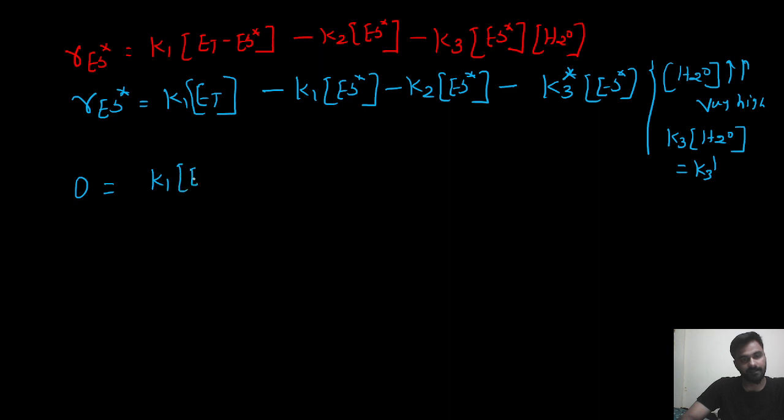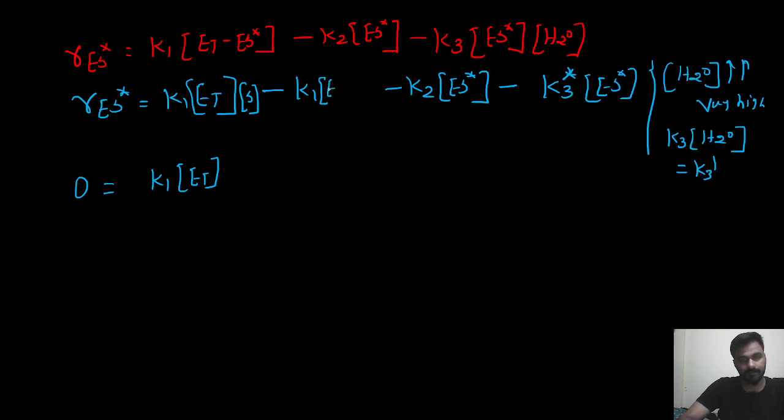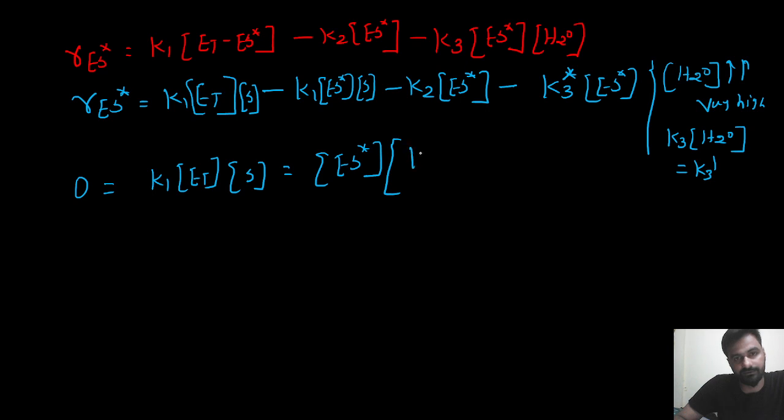So can I write K1 concentration of ET? Sorry, here the concentration of substrate was there, right? So we'll have to use that part also. Here it will be the concentration of ES star into the concentration of S. So that is equal to, if I take the concentration of ES star common, K1 concentration of S plus K2 plus K3 star, right?